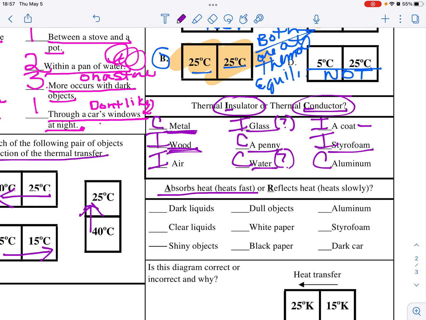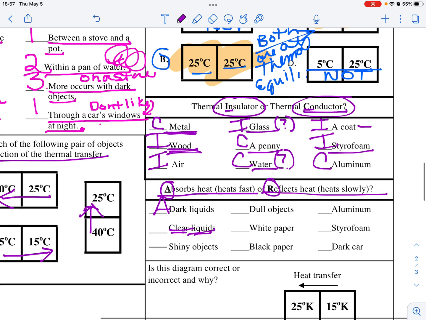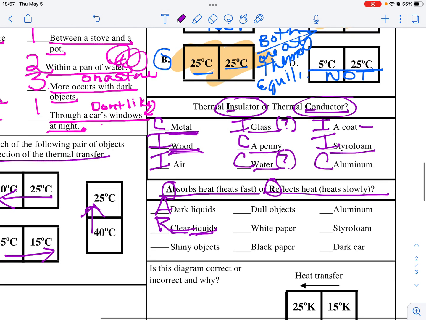Next, absorbs heat or reflects heat. So absorbs, A or R. Dark liquids. Dark liquids, everything that's dark will always absorb. Clear liquids. These would be interesting. They don't really reflect or absorb. You know, a clear liquid will absorb some heat, but they don't go super fast. I think I'm going to put an R on here. And that's also iffy.